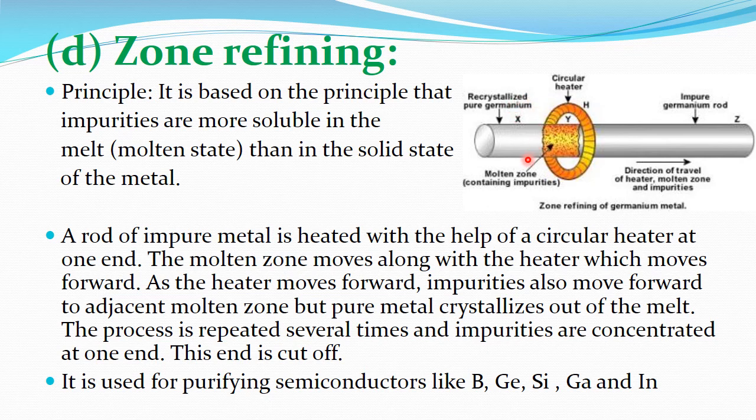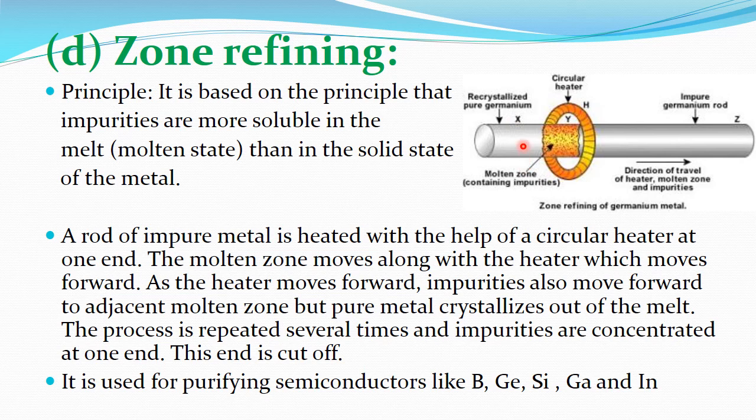When we move the circular heater to the point X, the point X becomes melted, and one more thing, impurity from the end will move to the point X because impurities have more attraction towards the melt according to the zone refining principle. At the same time, the end changes to solid due to the loss of heat. And now X is melted and impurities are in X.